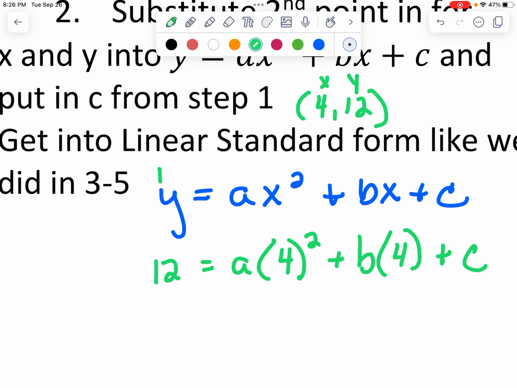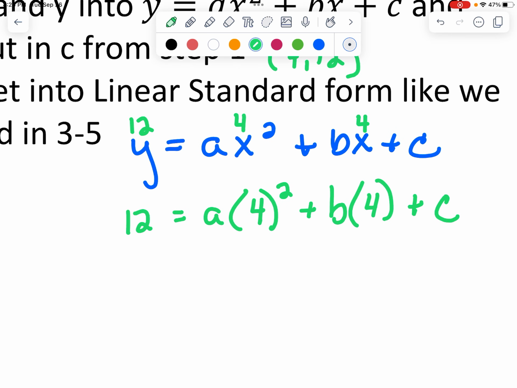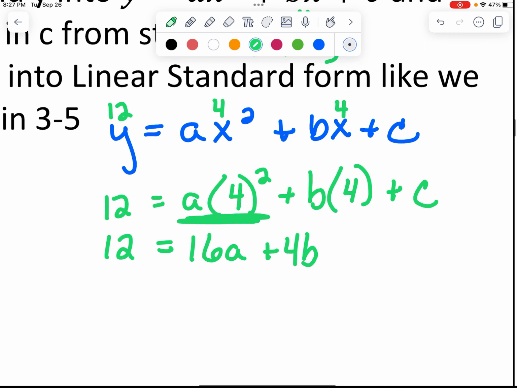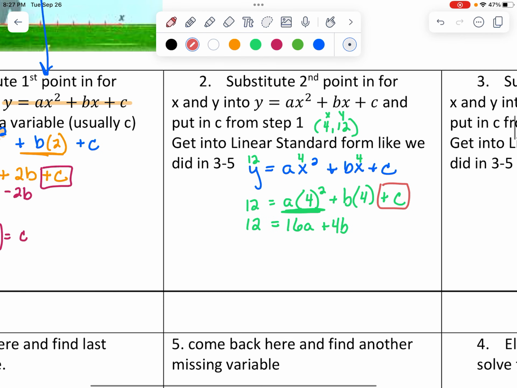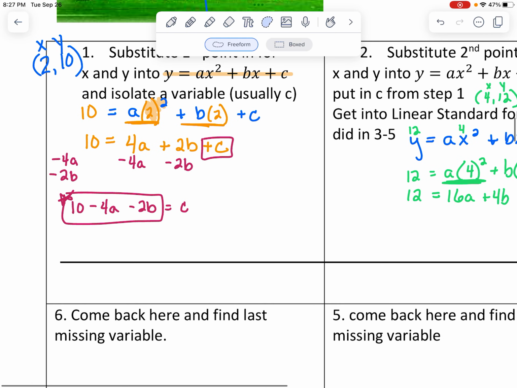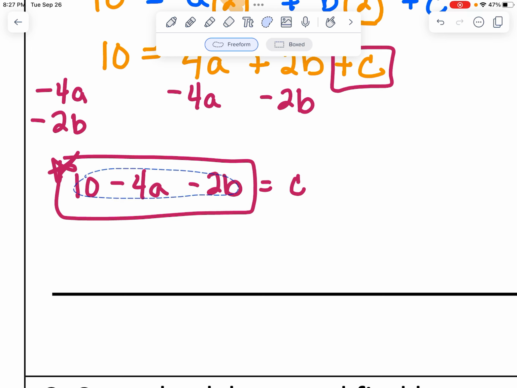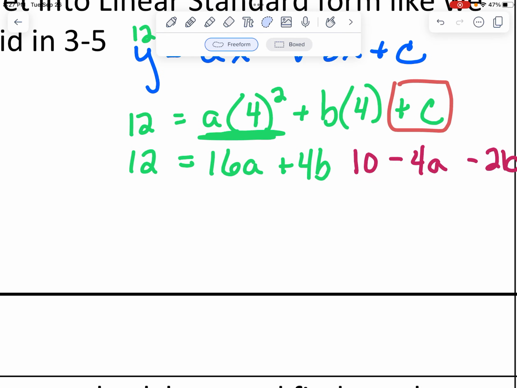Okay, so we're putting in 12, 4, and 4. And now it's time to kind of get this into standard form, like a linear standard form. So that's 12 equals 16a plus 4b, because 4 squared is 16. Now, notice I'm taking a pause. I'm going to actually replace c, just like I did in chapter 3, section 5. I'm going to replace c with this stuff. So I'm going to grab that. I'm going to put that in for c. There you go. I may as well put a plus sign there.